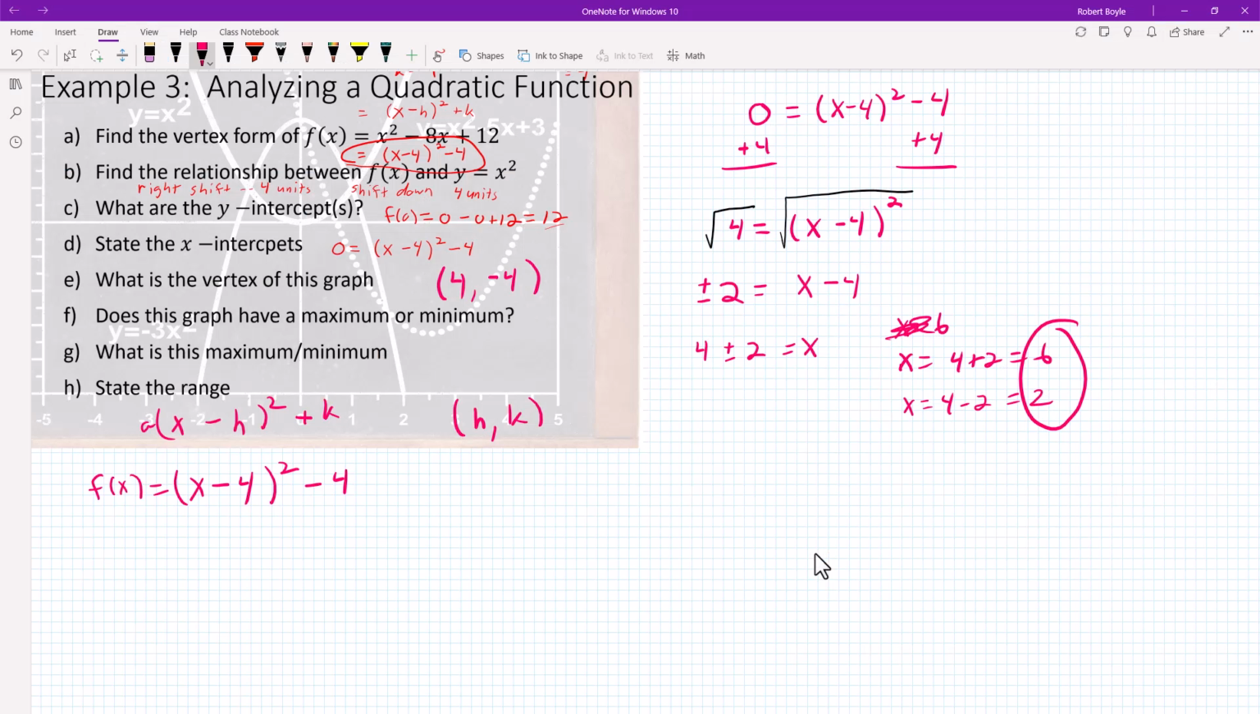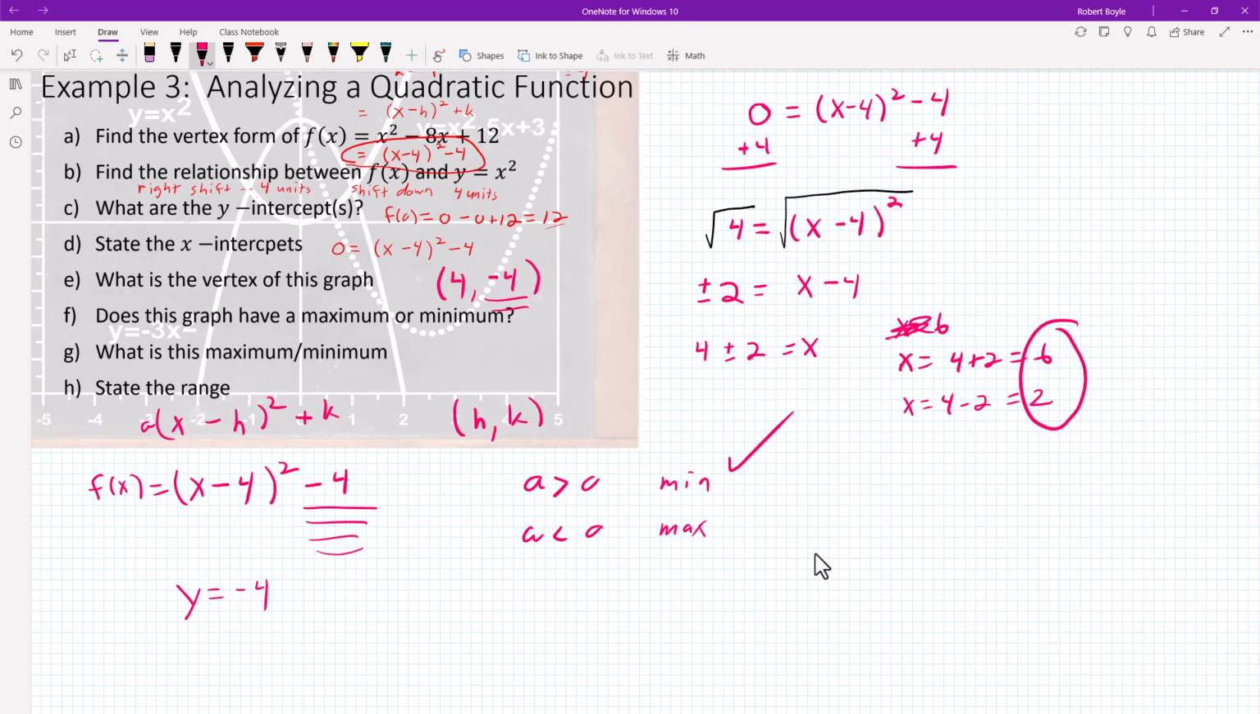Okay, does the graph have a maximum or a minimum? Now remember, if a is greater than 0, we have a minimum. If a is less than 0, the vertex is a max. In this case, a is equal to 1, that's greater than 0, so we have a minimum. And what is that minimum? The k value is the minimum right here. So the minimum is going to be y is equal to negative 4.